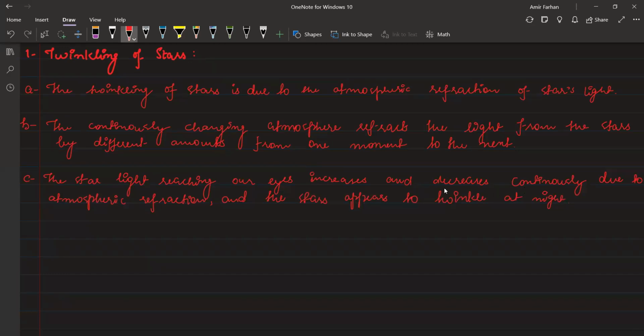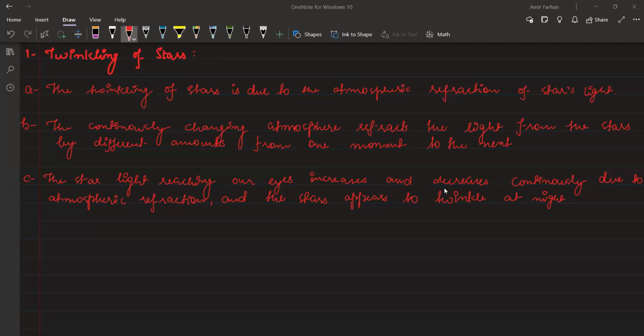It also happens in the day as well, but due to the high intensity of the sunlight, we are not able to observe this phenomenon. But in the night, there is no sunlight, so we are able to observe this phenomenon very clearly. That's why. Okay. Any doubt? No, sir.